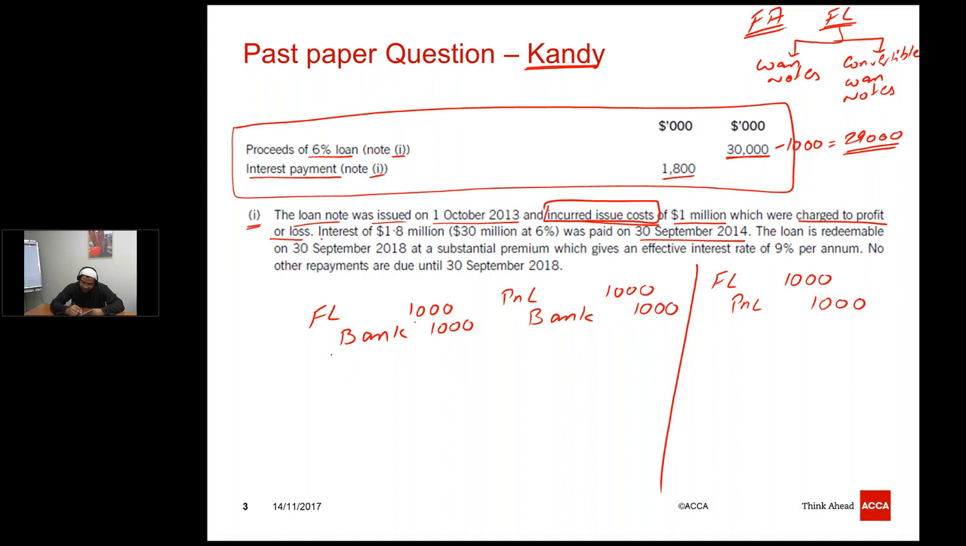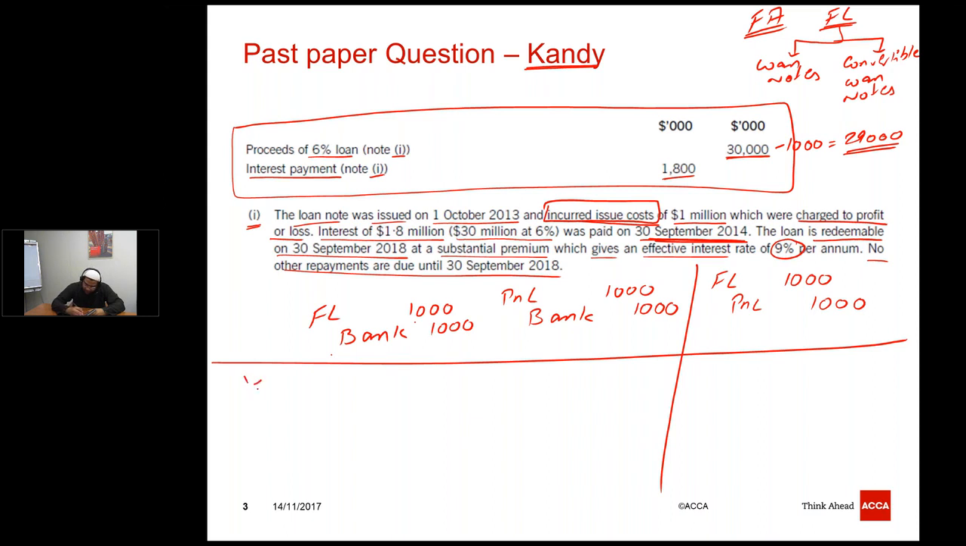The question further says that interest of 1,800, which is 30,000 into 6%, was paid on 30th September 2014, which is the year end. The loan is redeemable on 30th September 2018 at a substantial premium, which gives an effective interest rate of 9% per annum. No other repayments are due until 30th September 2018. So the loan will be paid in 2018, four years down the line, which means that this is a non-current liability.